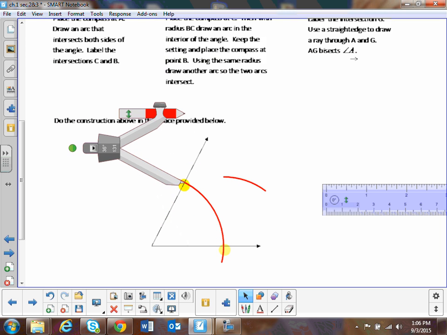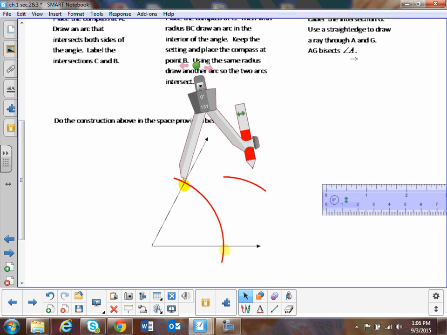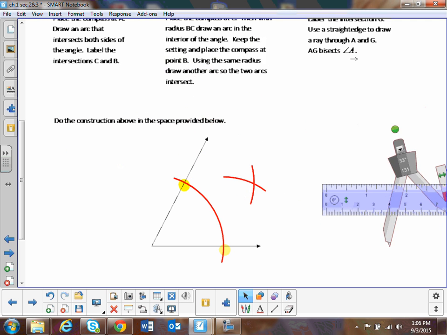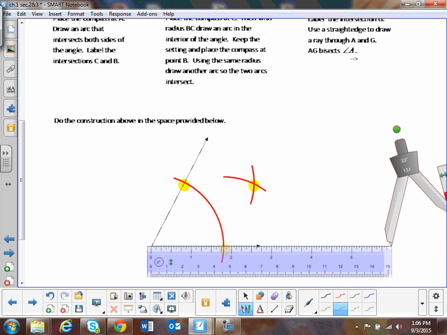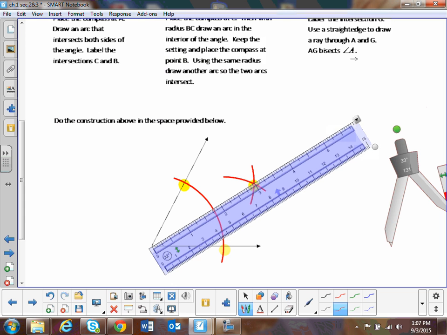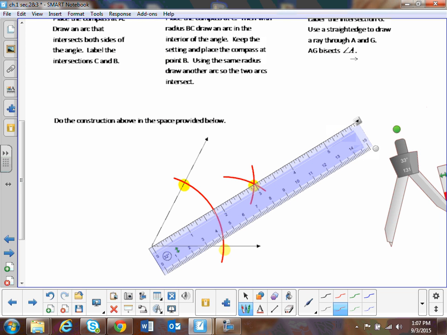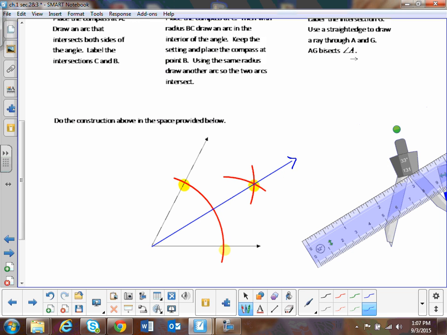Then you want to place it on the other highlighted point and make an arc so that you see them intersect. That's the other important point right there. And then the last step is to get your ruler, line up the vertex and that intersection point right there. Try to be real precise. And then draw a line through it like that, or a ray.